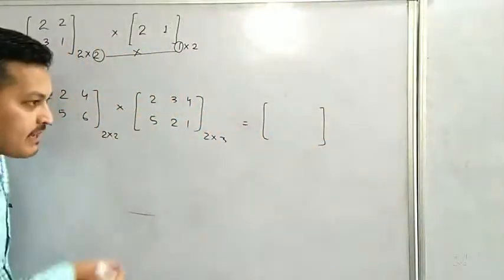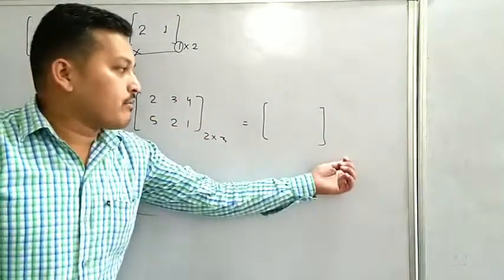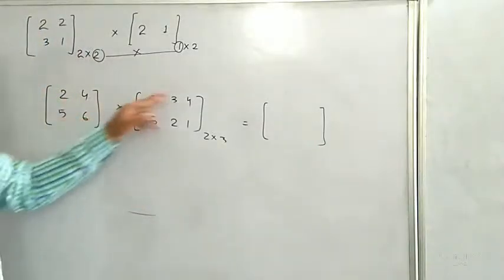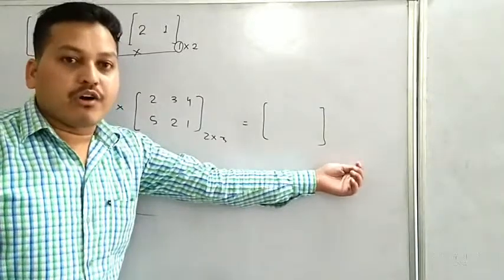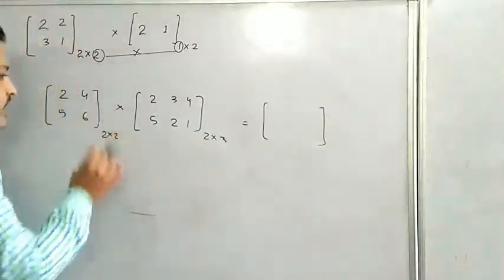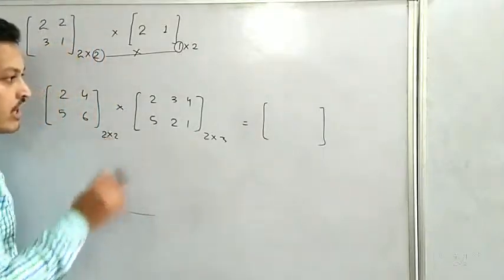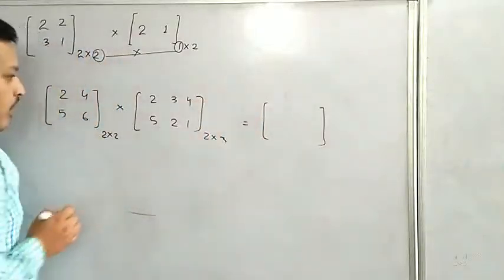Without checking the multiplication, without doing the actual multiplication, what will be the order of this matrix? Otherwise what we do is, we first multiply, then get the answer, then we can check the order of the final matrix. So without doing actual multiplication here, find the order of the answer matrix, the solution matrix. So how can we check?